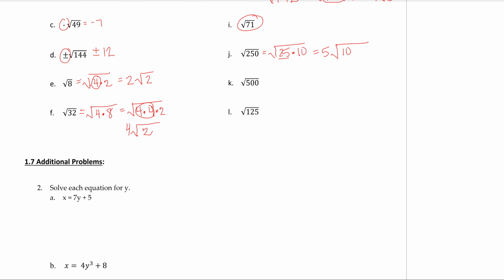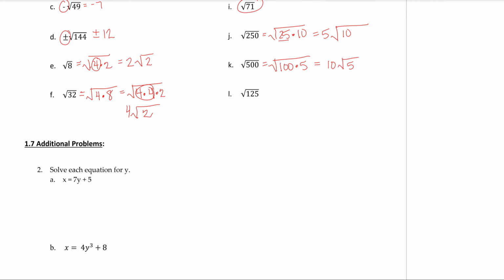All right, K, 500. I know that I can take the square root of 100, so I know that 500 is the same as saying 100 times 5. Square root of 100 is 10. That 5 remains underneath the square root.